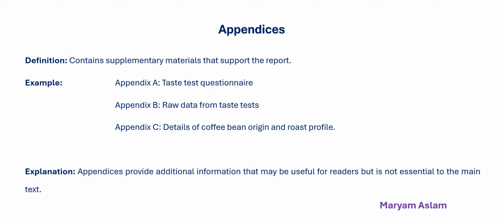Appendices contain supplementary materials that support the report. Example, Appendix A for Taste Test Questionnaire. Appendix B for raw data from taste tests. Appendix C for details of coffee bean origin and roast profile. Explanation. Appendices provide additional information that may be useful for readers but is not essential to the main text.